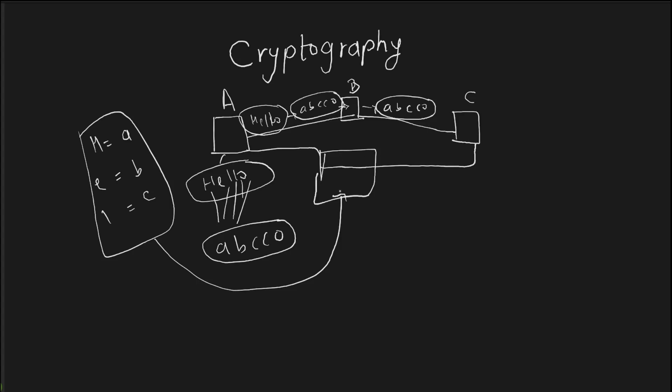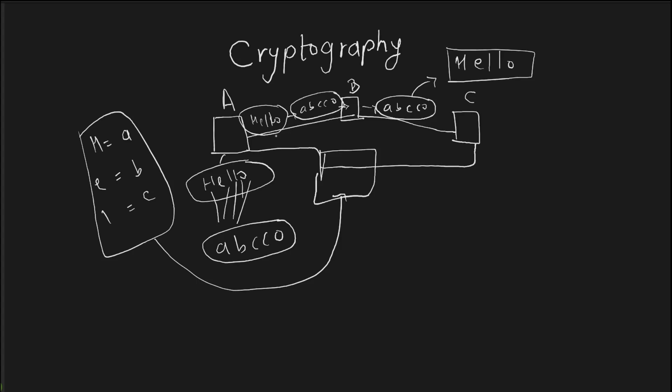Since C has this secret key, now C is going to decode it here. So now A will be H, B will be E, L, L, and O. This is one way C can decode the message and be able to really read what A sent to C. Now this is the gist of cryptography, and now to talk about some of the terminologies.